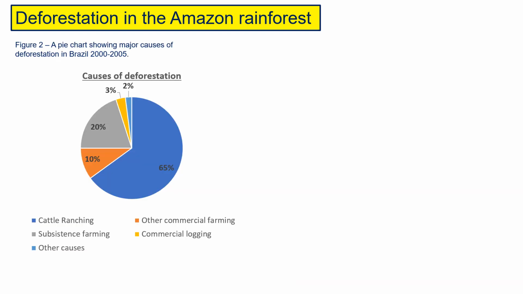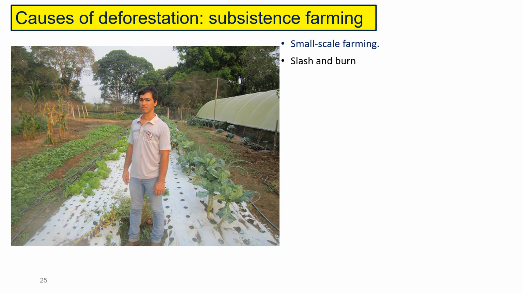You need to know the causes of deforestation. There's lots of them. The largest cause of deforestation in Brazil is cattle ranching. Okay, but I'm now going to talk through each cause and how it causes deforestation. Okay, so first one is subsistence farming. This is small-scale farming. Farmers use a strategy of slash and burn, which is where they clear a small area of forest by setting it on fire.